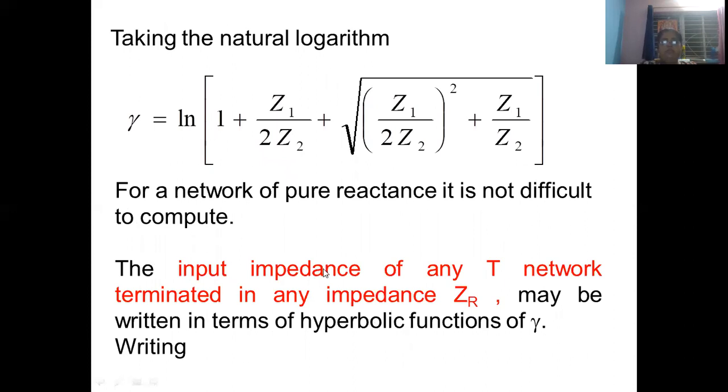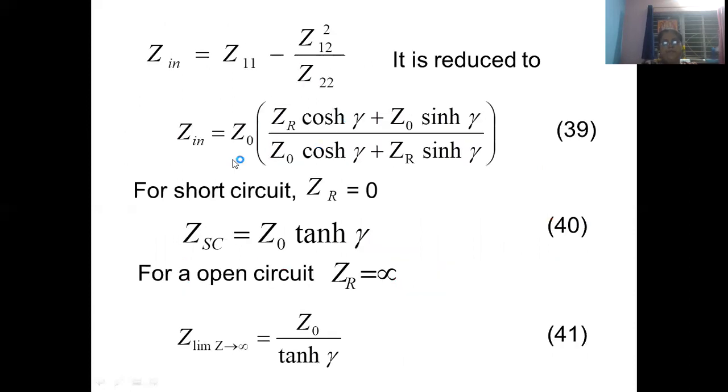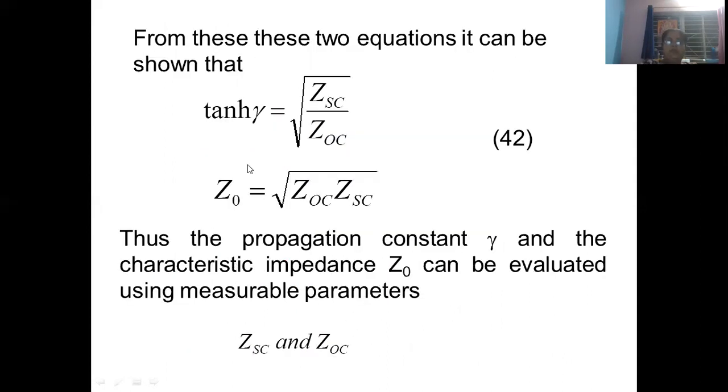The input impedance of any T network terminated in any impedance ZR may be written in terms of hyperbolic functions. We have derived Zin, ZSC, and then tan hyperbolic gamma is equal to the square root of ZSC upon ZOC, and the characteristic impedance is the geometric mean of the open circuit impedance and the short circuit impedance.